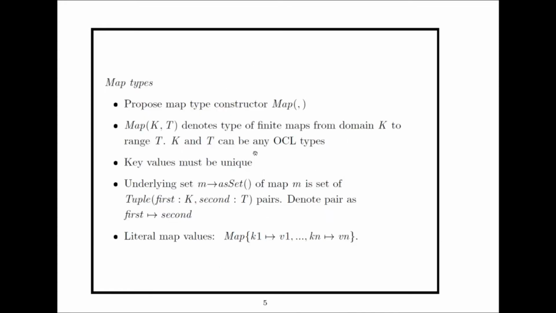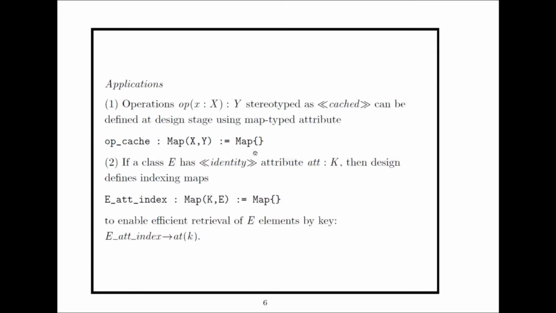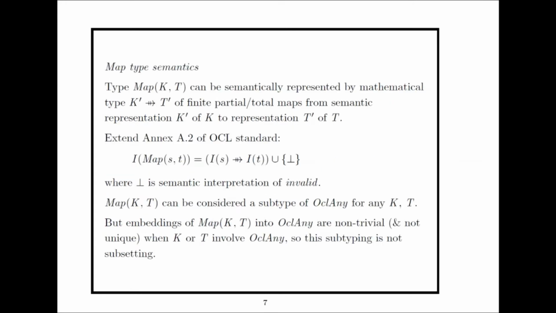That's not entirely straightforward, because although we could, for example, interpret, say, map OCL any to string as a subtype of OCL any, that's not an obvious embedding, or it's not a unique embedding. So it's not a simple subset relation, that subtyping relation, but it can be done.